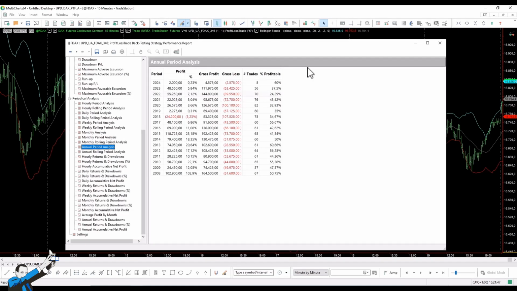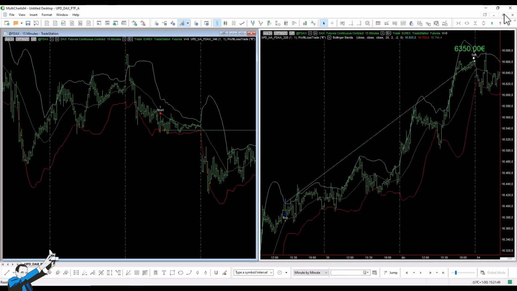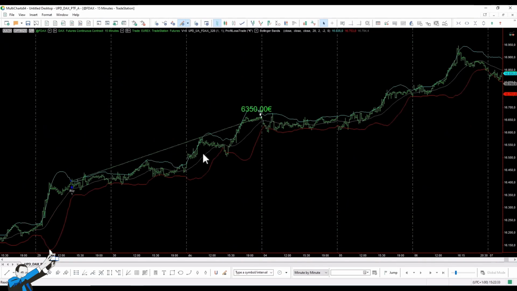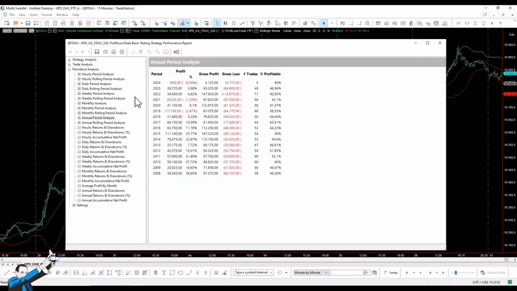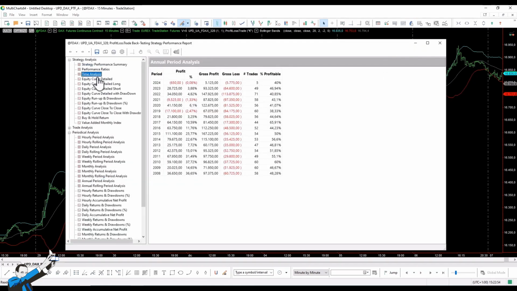And now let's take a look at the second of the two strategies. Regarding this second strategy, we see that it made a very long entry at the crossover with the upper band, which in this case was closed with a profit of 6,350 euros. Let's also, in this case, take a look at the strategy's performance, starting from the equity line.